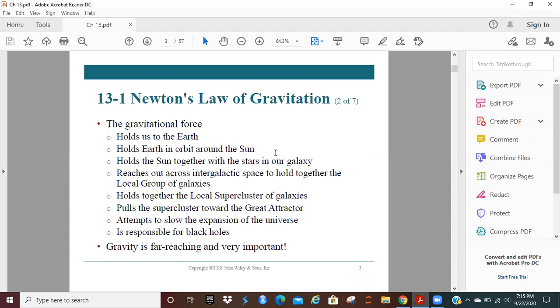Obviously, the gravitational force is what holds us to the Earth, holds the Earth in orbit around the Sun, holds the Sun together with the stars in the galaxy, reaches out across intergalactic space to hold together local groups of galaxies, holds together the local supercluster of galaxies, pulls the supercluster towards the great attractor, attempts to slow the expansion of the universe, and is responsible for black holes. So yeah, it's really not that important, is it? Gravity is far-reaching and very important.